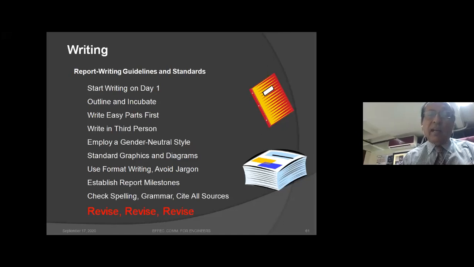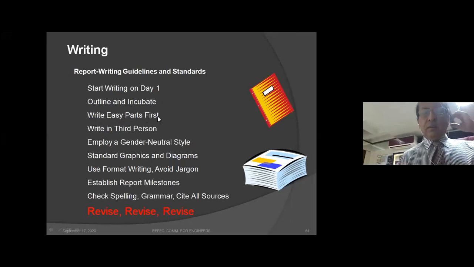So outline and incubate, as I'm telling you. And again, like for any report or research paper, prepare the outline, the contents, and as I told you, as we have been doing as students, write the easy part first. This is a very good golden principle for all of you. Always write the easy parts first so that you get into it.